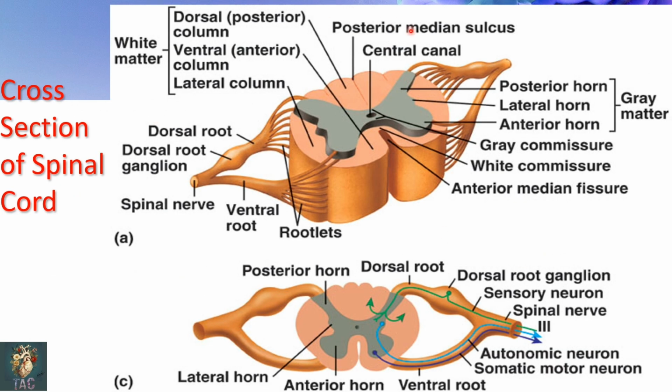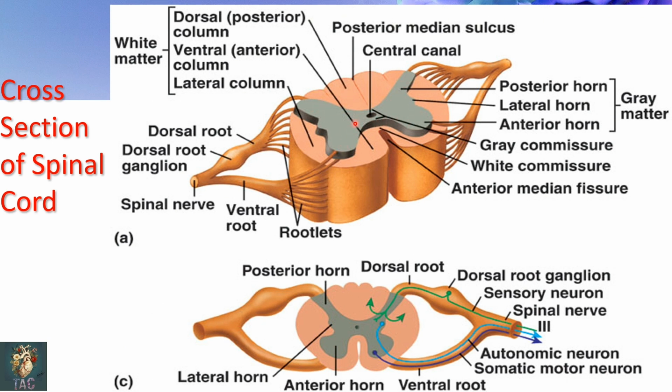So this is a cross section of the spinal cord, and in this cross section you can see the inner part is the gray matter and the outer is the white matter. This gray matter is arranged in a butterfly manner. First we have a posterior median sulcus and an anterior median fissure which divides the segment, and these are the horns of the spinal cord.